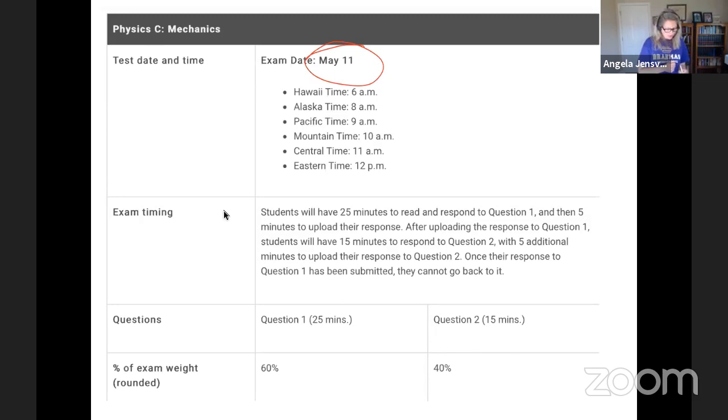So one of them will be 25 minutes long, and then you'll have 5 minutes to upload that, and then you're done with question 1. You can't go back to question 1. Then question 2 is going to be 15 minutes, and you'll have 5 minutes to upload that. Okay, so question 1 is 60% of your grade, and question 2 is 40% of your grade.